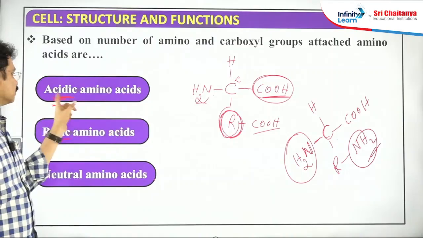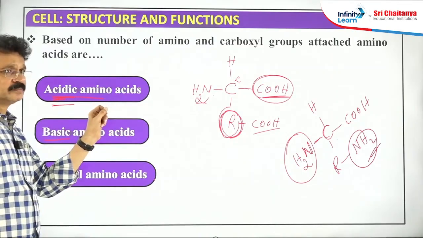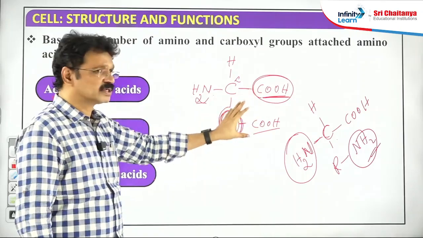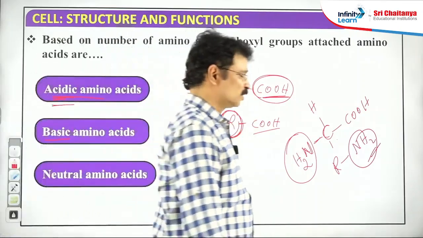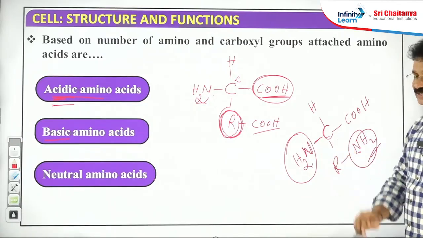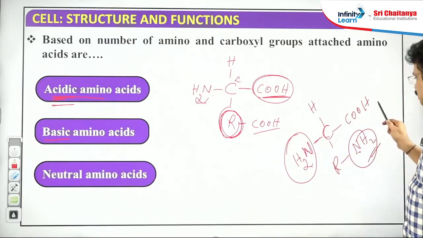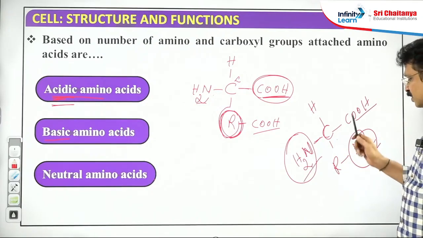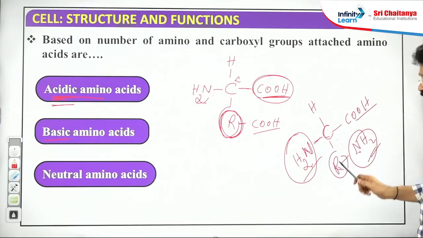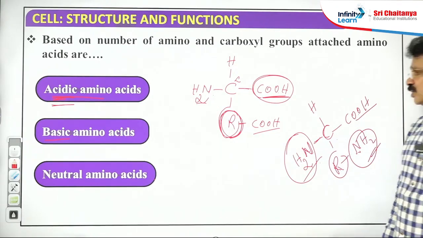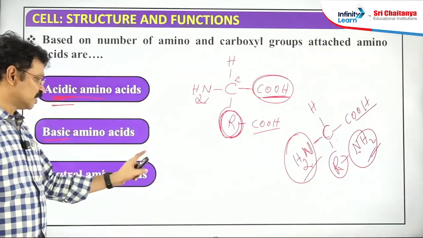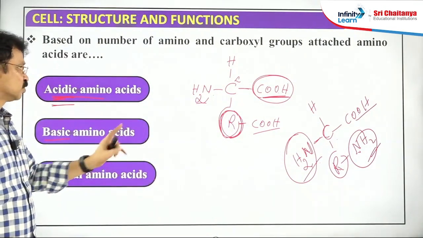Tell me once again, what is the meaning of acidic amino acid? If the number of carboxylic groups, meaning acid groups, is more than one, acidic. Amino group number more than one, basic. If both the carboxylic group and amino group are only one, never found in the alkyl group, such are neutral types. In the entire neutral amino acid, only one amino group and only one carboxylic group is there.